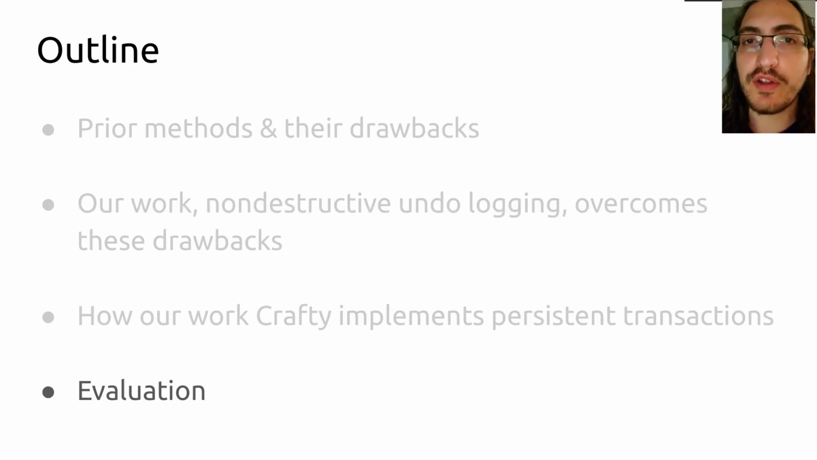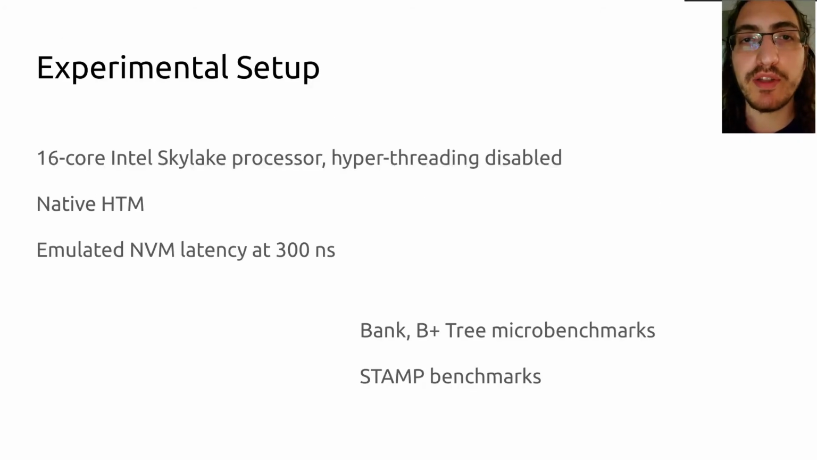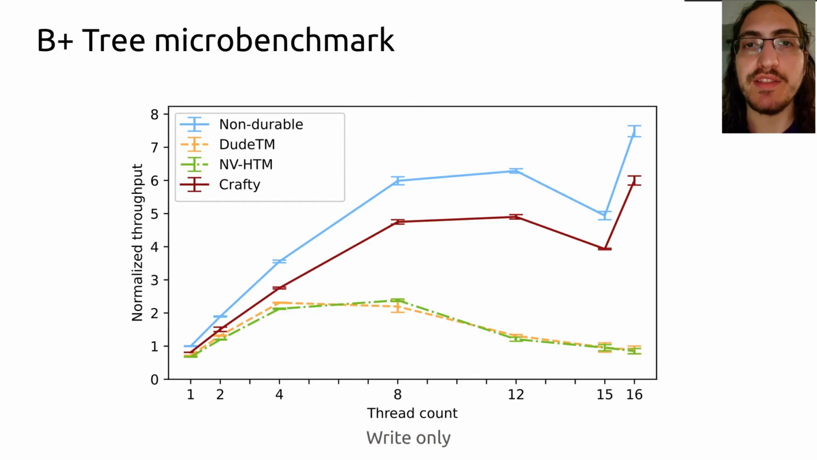Finally, let's look at the results of some experiments to see how Crafty performs. We perform our experiments on a 16-core Intel Skylake processor with hyper-threading disabled. We use native hardware transactional memory, but we emulate non-volatile memory with a latency of 300 nanoseconds. We evaluate Crafty against NVHTM and DUTM, which are recent shadow memory methods using hardware transactional memory, which we believe are the closest to Crafty in terms of performance. We also evaluate a non-durable configuration where no persistence is performed to act as a baseline.